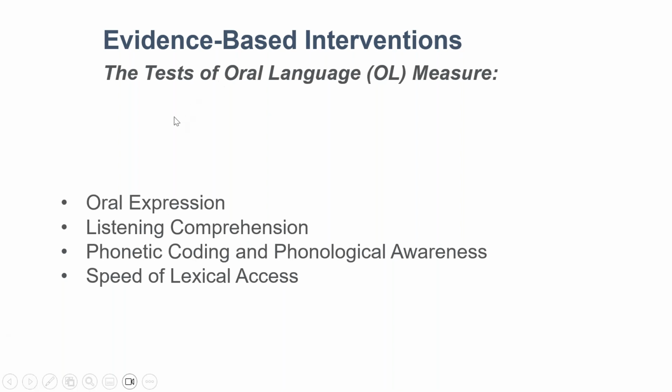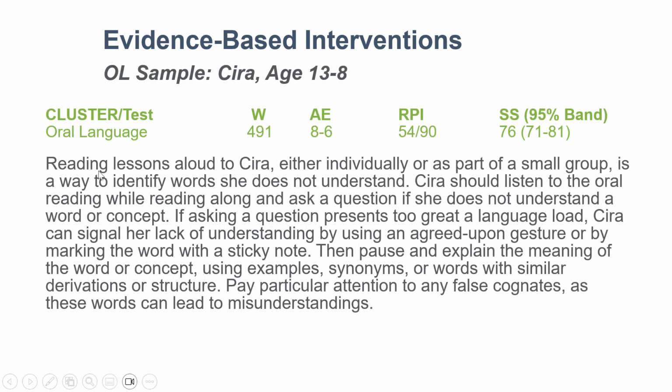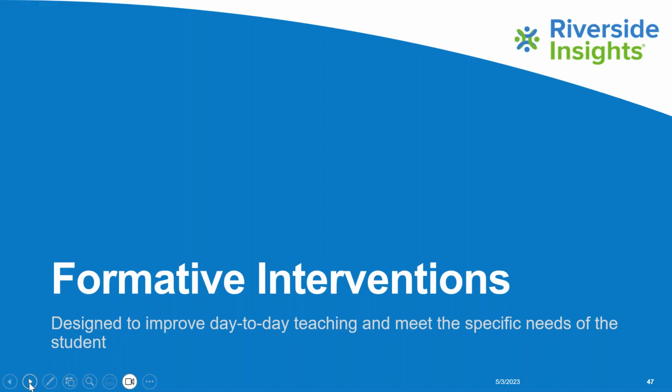And then these are the tests of oral language. There's recommendations for oral expression, listening comprehension, phonetic coding and phonological awareness, and then also speed of lexical access. And then here's an example of one of the interventions that was provided for this particular child, who had an RPI of 54 over 90 for oral language and a standard score of 76. So again, tied directly to students' performance.